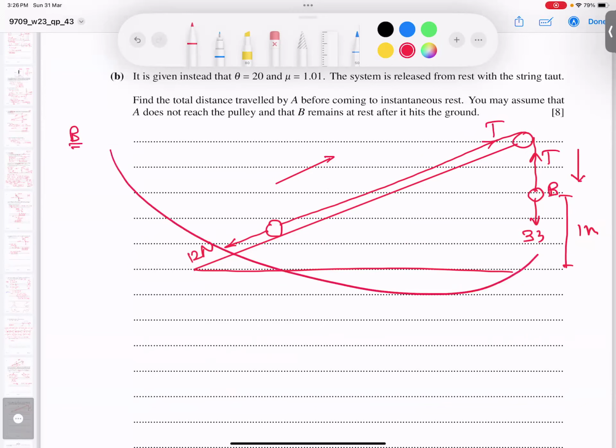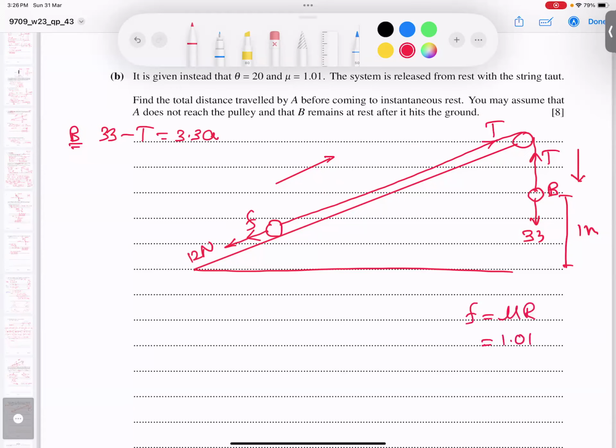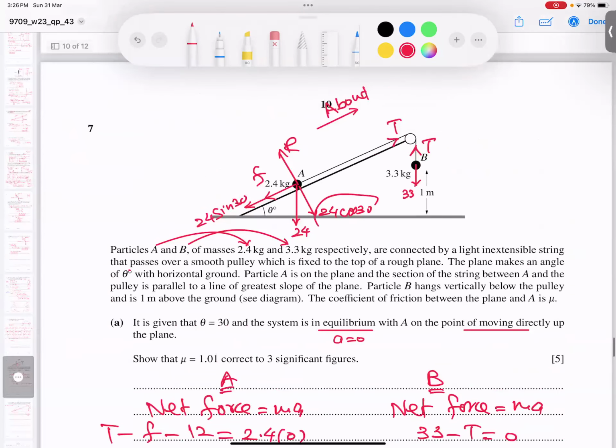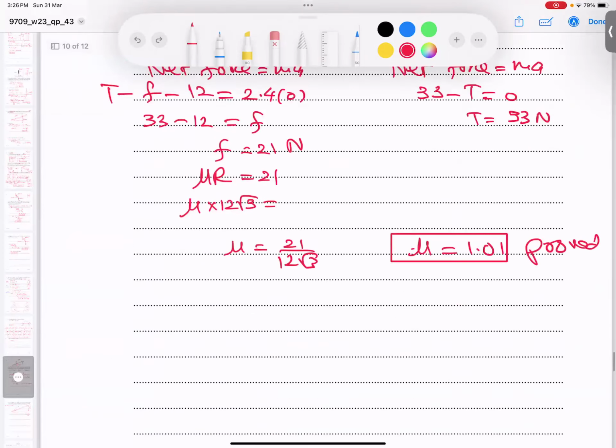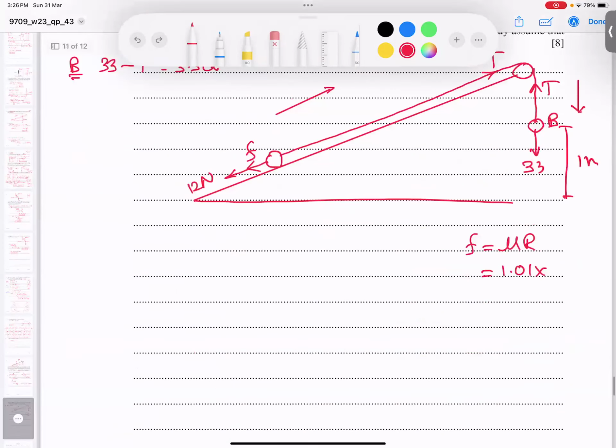For the B particle, net force equals ma: 33 minus tension equals 3.3a. For the A particle, tension minus weight component and minus friction component. And the friction component, you know, equals mu R. Mu is 1.01. R is, as I just said, the weight component 24 cos 30, which comes to 12 root 3. If you type this answer, 1.01 times 12 root 3, it gives us 21 newtons.